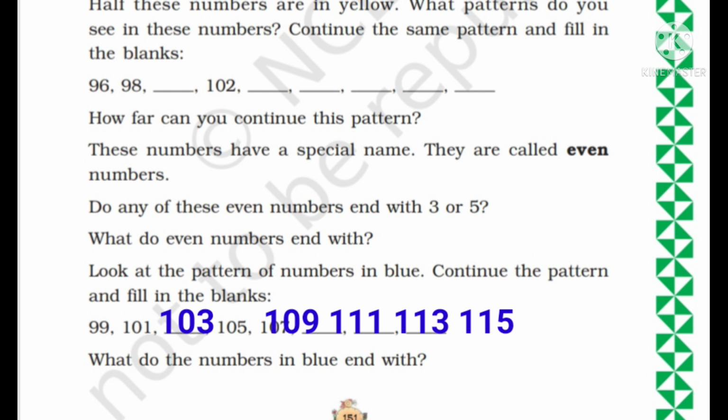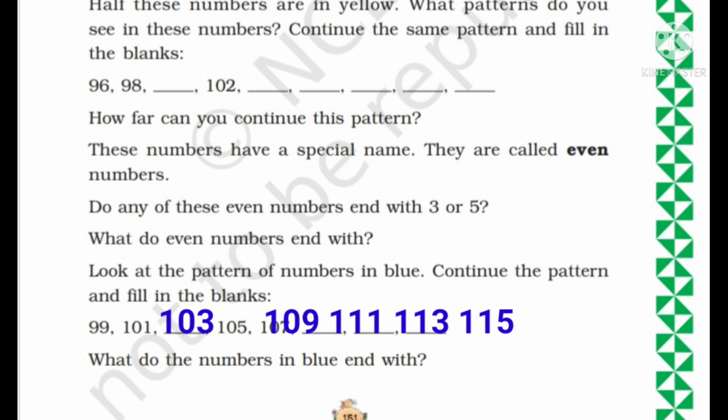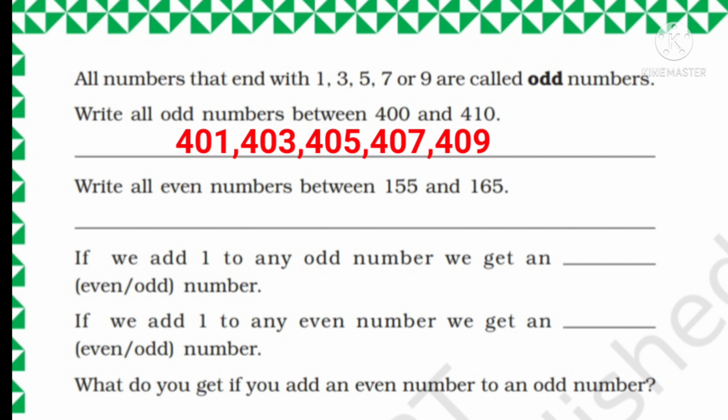See here, these all are odd numbers, and see the last digit of each number. Which is the last digit of 99? 9 is the end number. And 1 is the last number. 103, 3 is the ending number. 105, 5 and 107, 7 and again 109, 9. So the ending numbers are 1, 3, 5, 7, 9. All are odd numbers. All the odd numbers between 400 and 410: 401, 403, 405, 407, 409.